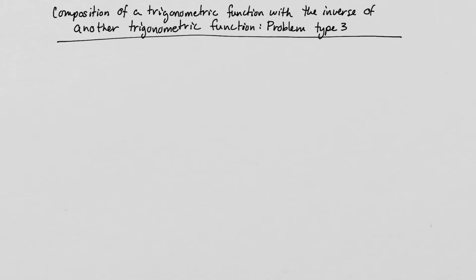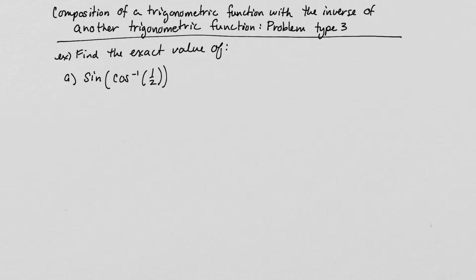So in these problems, we're again going to look at the composition of a trig function and an inverse trig function. So for example, find the exact value of A, the sine of the cosine inverse of 1/2. And just to note, remember that if you didn't see cosine inverse, you could also write this as arc cosine. So just a little hint to remind you in case it's written the other way.